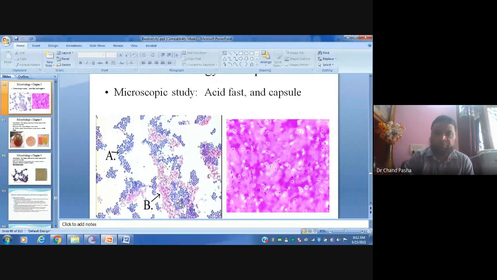So these are the capsules. Capsules generally don't take the color; they will easily disappear. So capsules will appear something like this. This is called.